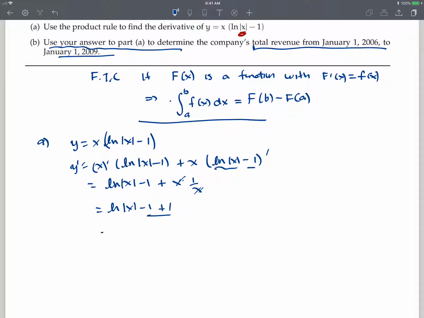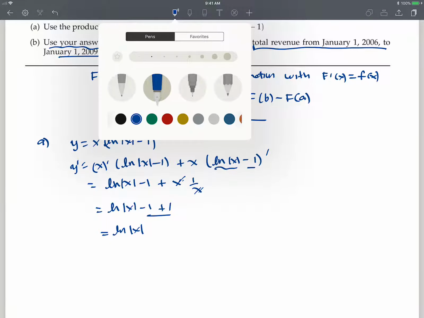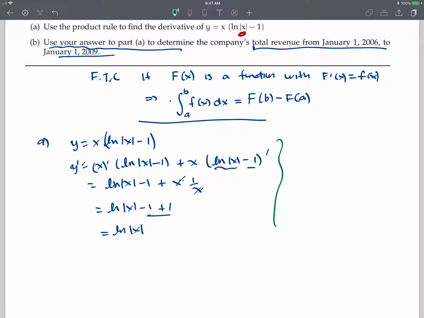So now these guys cancel, and you get the natural log of x. Okay, so I'm finding the function. What we found here is they made us check that if you call it G, the antiderivative of natural log of x is x natural log of x minus 1. That's what we found here, plus a constant if I don't have integration, right?